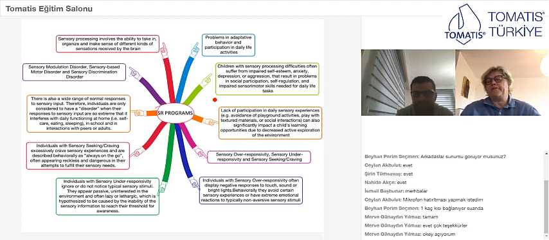And you can have people with sensory over-responsivity, sensory under-responsivity, and sensory seeking craving. Sensory seeking craving, what do you mean with that? Well, seeking, you go everywhere to look, trying to figure out things and so on. The type of children who move constantly.